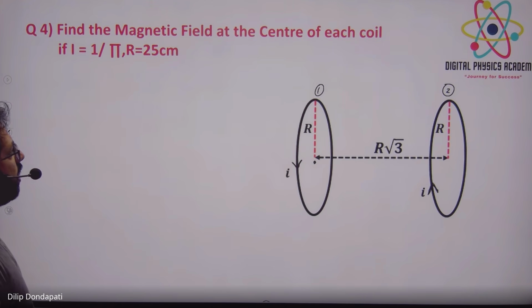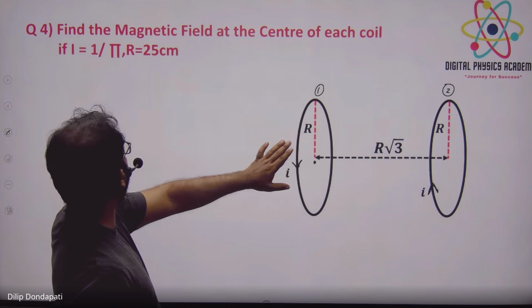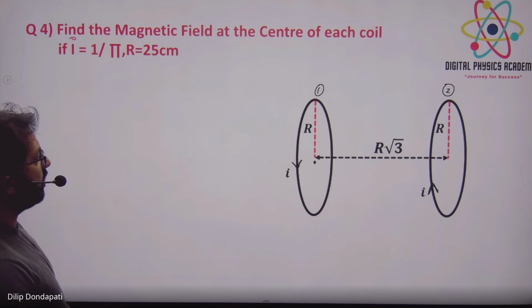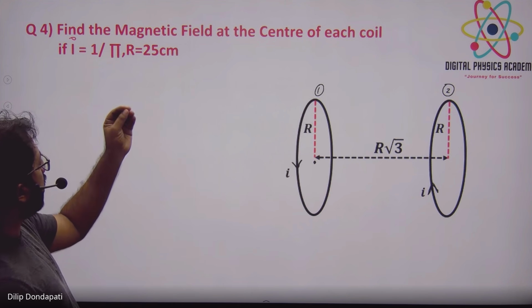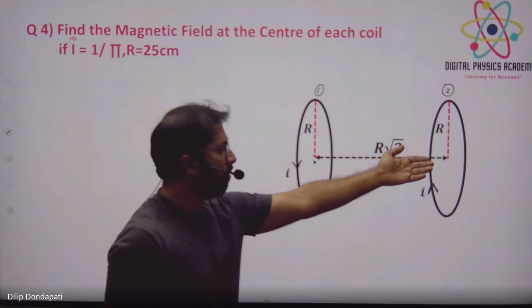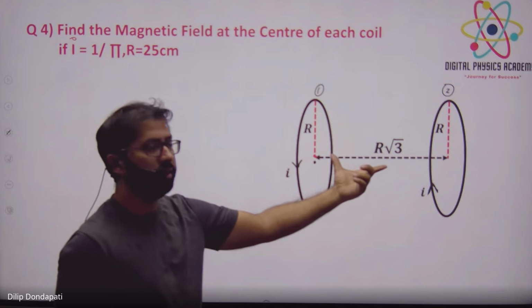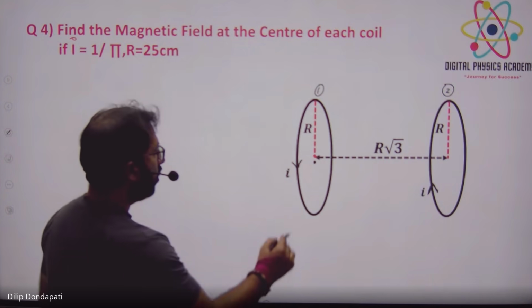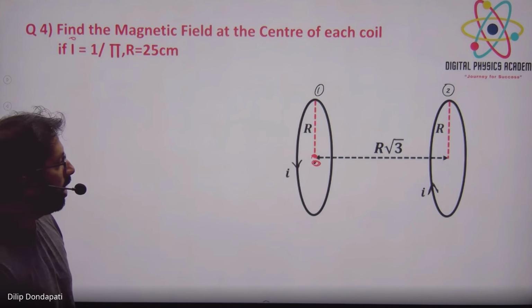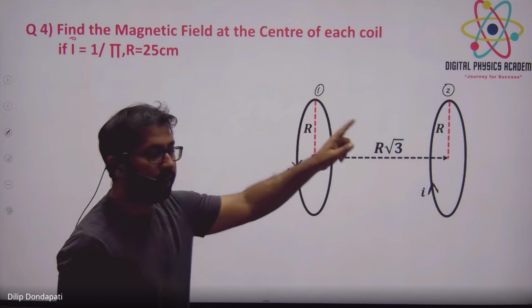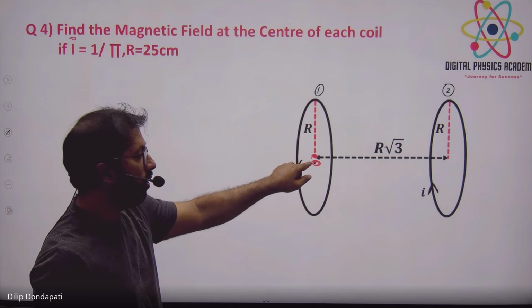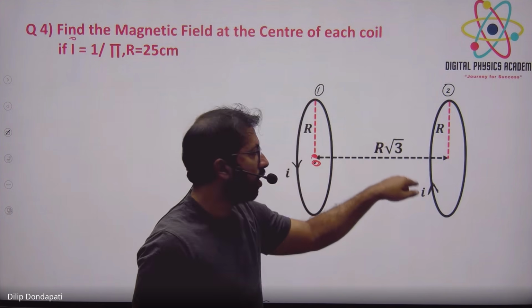Find the magnetic field at the center of each coil. The current is given as 1/π and the radius is 25 centimeters. He's telling us to find the magnetic field at the center of each coil. Since same radius and same distance, finding one coil is enough. Here, in which direction will the magnetic field be? Tell me, because of what will the magnetic field be there? Both coils are current carrying, right? Because of this coil also a magnetic field will be there, and because of this coil also a magnetic field is there.